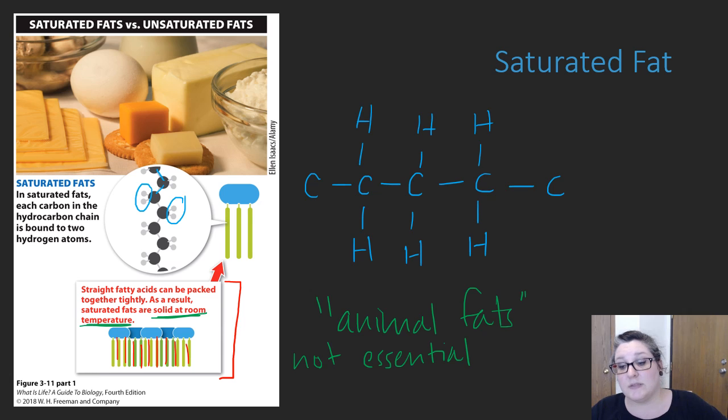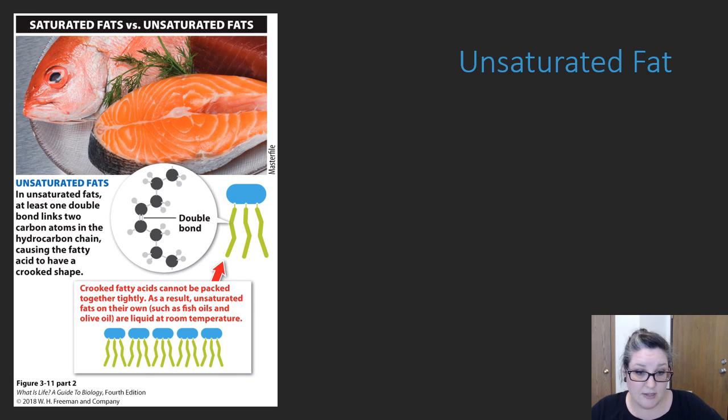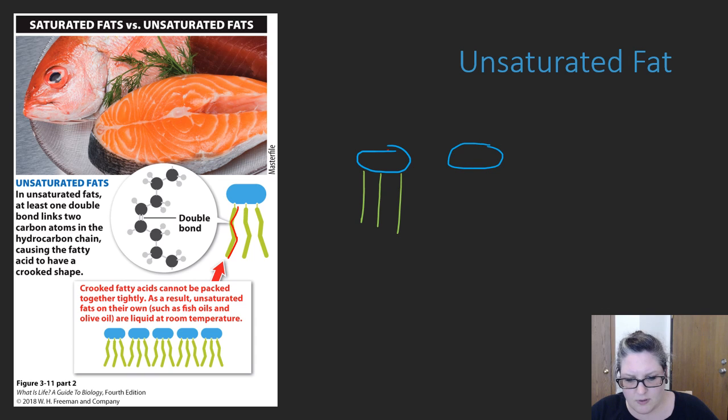The other type is unsaturated fat. So an unsaturated fat has a slightly different structure. Now notice here that these tails, instead of being nice and straight, let's draw like the book had here. Instead of being nice and straight, they have kinks in them. Those kinks are caused by double bonds, and it's just the geometry. If you ever take chemistry, you'll understand more about that, but we're not going to concern ourselves with it today.